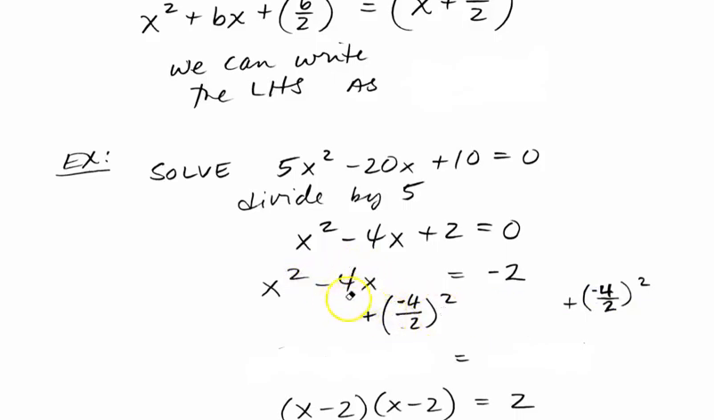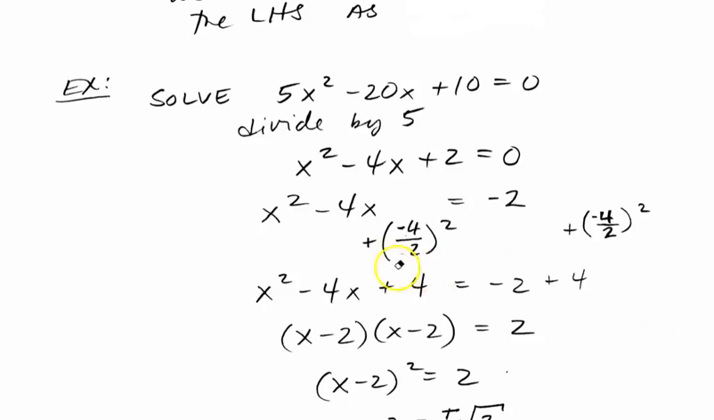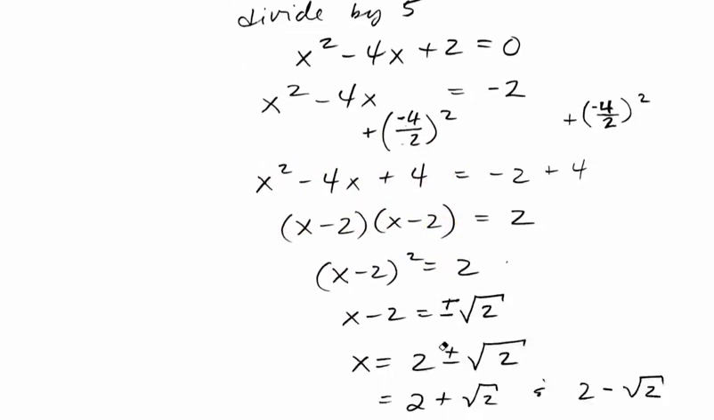So I'm going to add to both sides, b, which is negative 4 over 2, and I'm going to square it. So that's all I've done, on both sides. So that's just 2 squared, that's just 4. So I've got over here on the left side, x squared minus 4x plus 4. On the right side now, I've got negative 2 plus 4. And so then we're just able to factor the left-hand side. And we knew we could do that. That's what completing the square did for us.